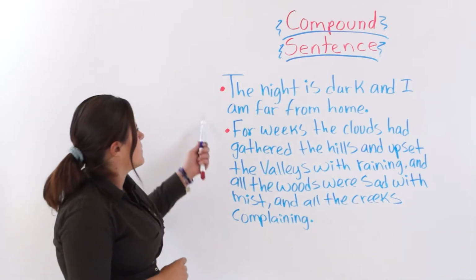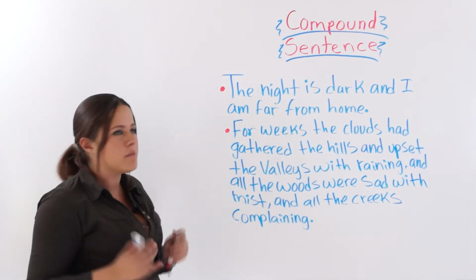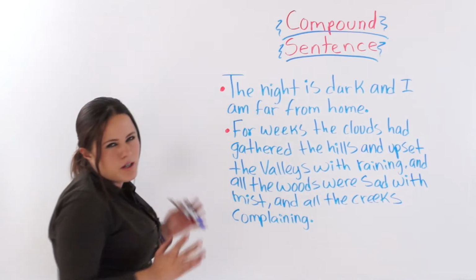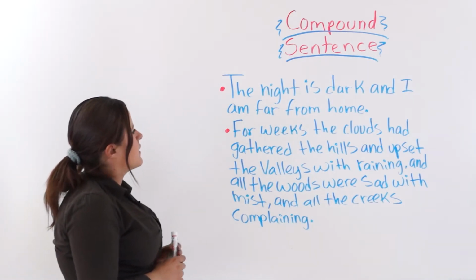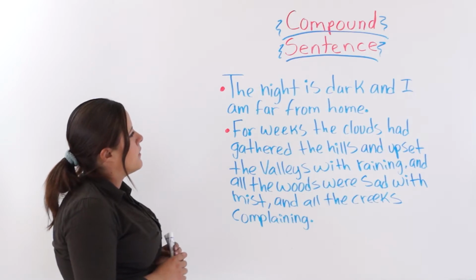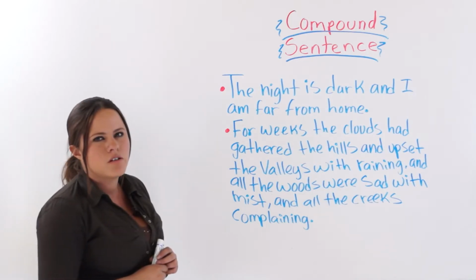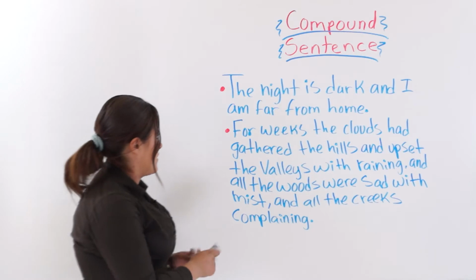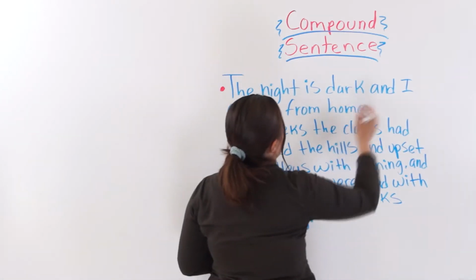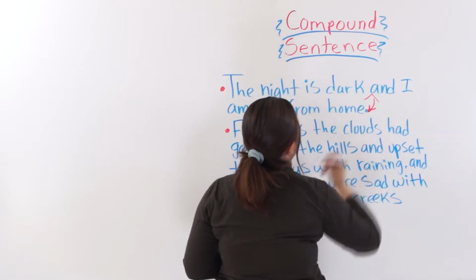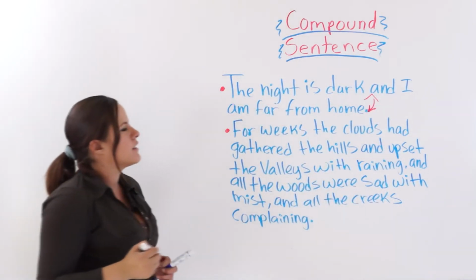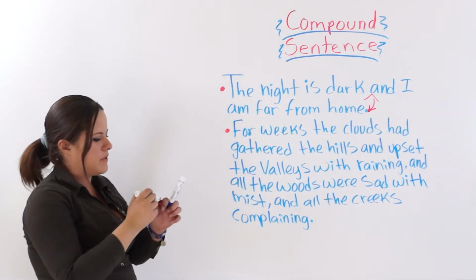All right, the first example I have here on the board of a compound sentence says, "The night is dark and I am far from home." As you can see, these two independent clauses are related. The night is dark and I am far from home.